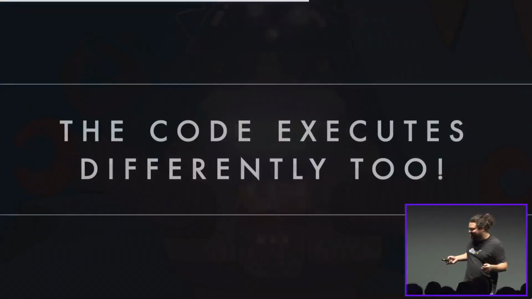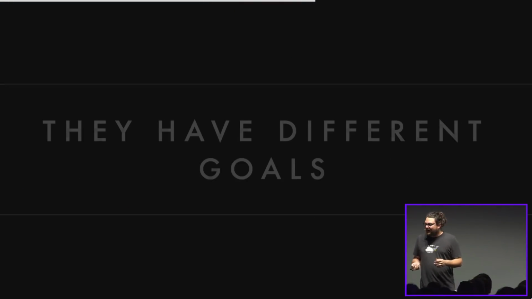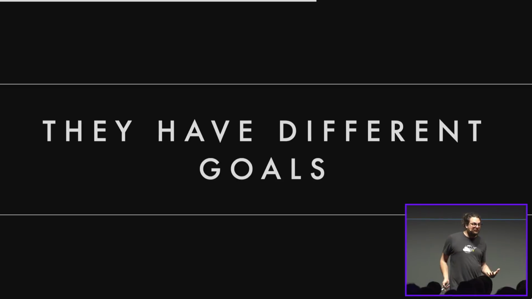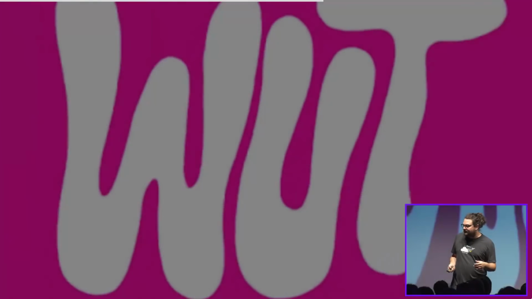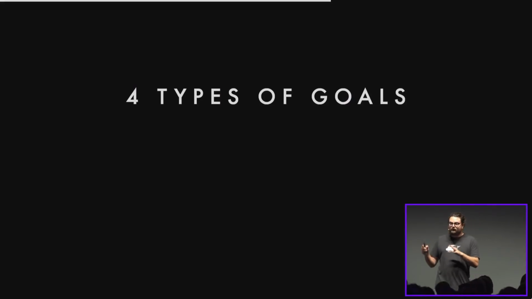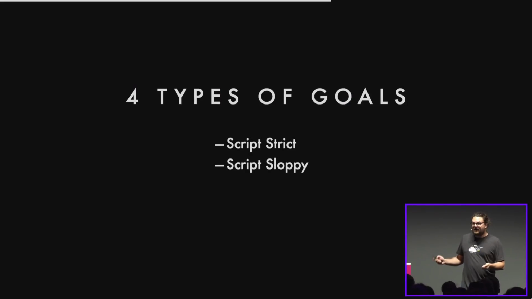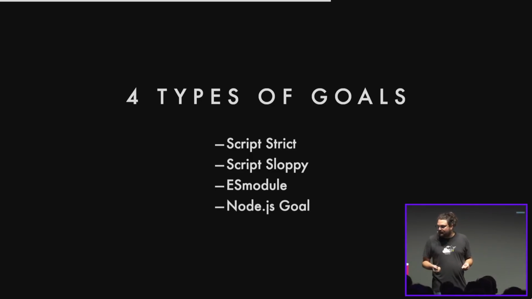More behavior differences. The code actually executes differently too. So we were talking about goals before, and ESM and CommonJS actually run in different goals. And we talked about it before that it was a mix of 2 different things and it was kind of confusing. So let's dig into it. There's 4 types of goals. You have script strict, you have script sloppy, you have ESModule, and Node.js.